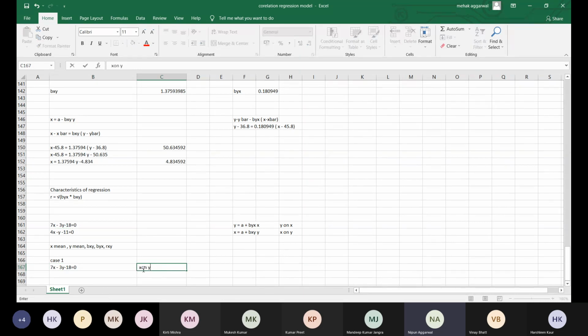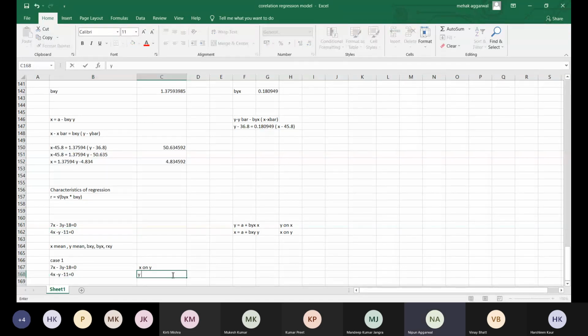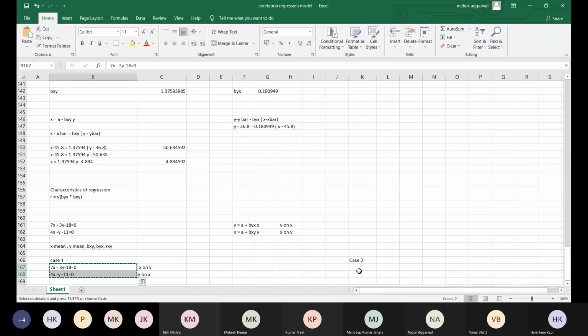If this is x on y, then the other line is y on x. This is your case 1, in which we are assuming that this line is x on y and the other line is y on x. And in parallel we are assuming case 2. In case 2 it is vice versa. If we talk of this line, initially we have assumed in case 1 that the first line is x on y.